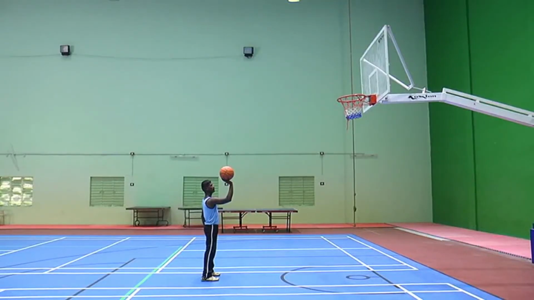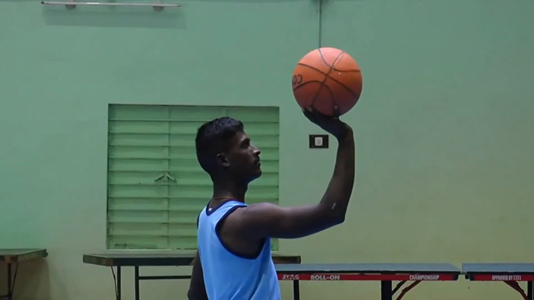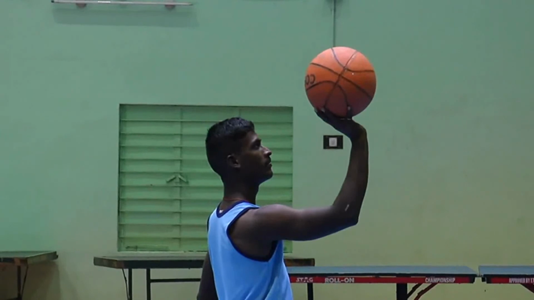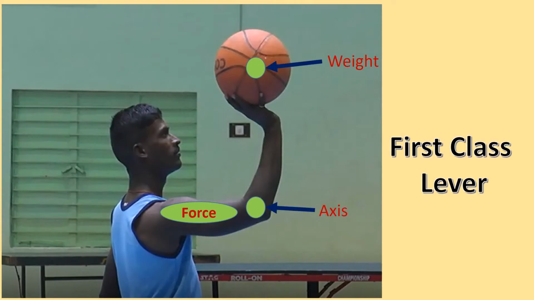The second example is basketball shooting. And thus, the ball becomes the weight, the elbow joint becomes the axis, and the biceps plus deltoid muscle becomes the force. Which one is in the middle? Yes, axis. Then it belongs to the first class lever.